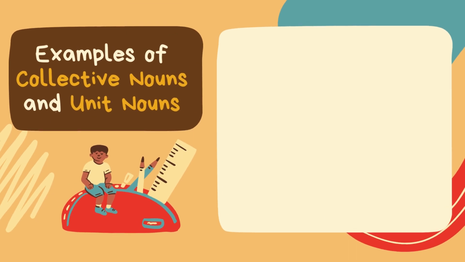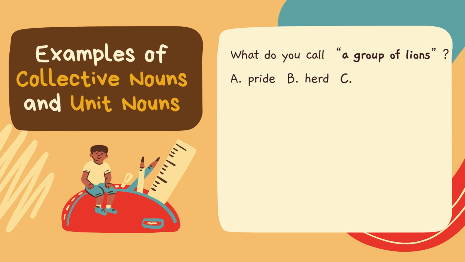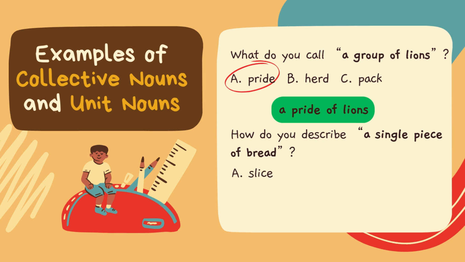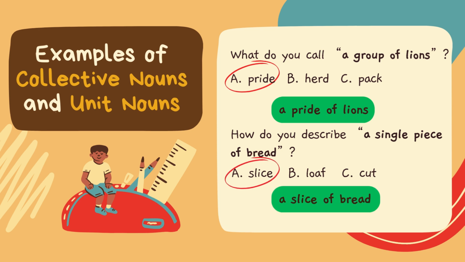Let me ask you a question. What do you call a group of lions? A. Pride. B. Herd. C. Pack. Yes, it's a pride of lions. And what about this? How do you describe a single piece of bread? A. Slice. B. Loaf. C. Cut. Correct, it's a slice of bread.